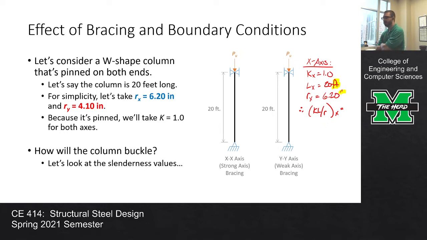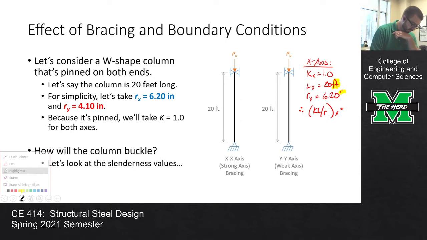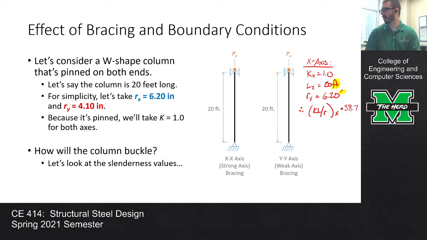So now what is the KL over R? There we go. Okay. So 38.7. And let's leave it to that level of specificity. Keep in mind that the R is 6.2 inches. It's not 6. I think if it was 6, it would equal 40. No, it's fine.